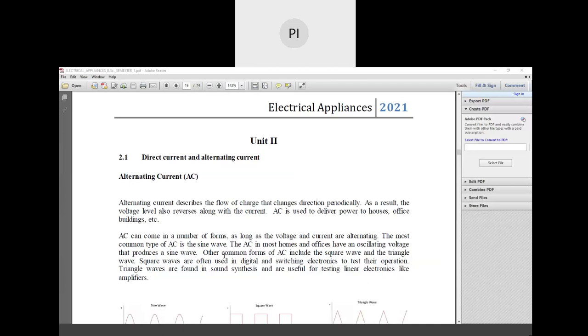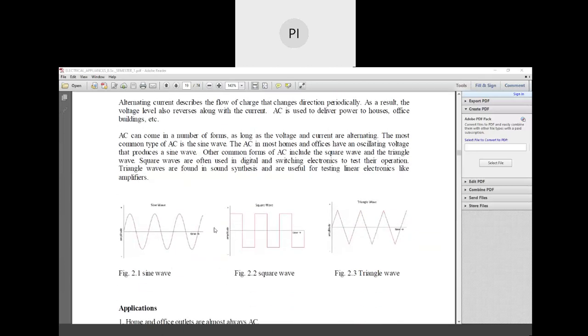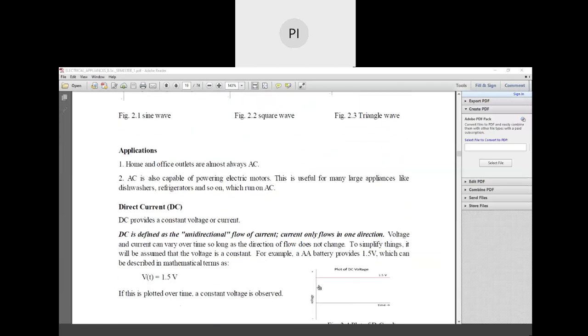We use those voltages for charging telephones and for TV. TV also works on the principle of DC current. In this way, we are converting AC voltages into DC voltages. DC, as I told you, is direct current, unidirectional current. The DC voltage is also called unidirectional current. So here I am stopping my lecture.